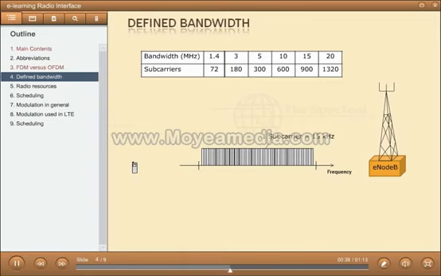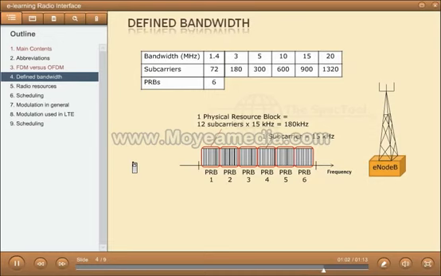In LTE, it has been decided that subcarriers should be arranged in groups of 12. Each group forms a physical resource block. Each PRB is then 180 kHz, since 12 times 15 is 180. As we can see in the table and the picture, the 1.4 band consists of 6 physical resource blocks. Filling in the rest of the table, we see that the largest band holds 110 physical resource blocks.